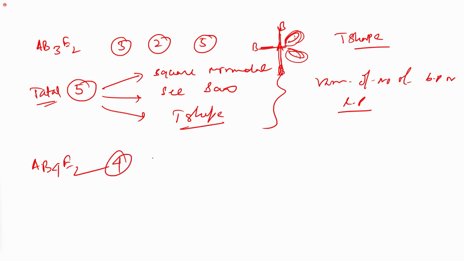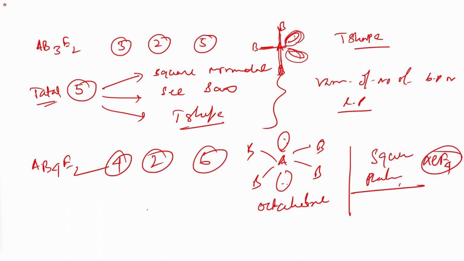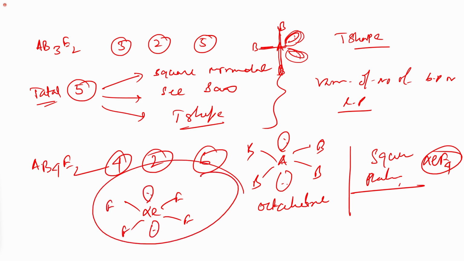Another thing, if you see AB4E2, that means 4 bonded pair, 2 lone pair, so total is 6. So the structure will be, so there is a boron, there is the boron, there is the boron, there is the boron. So lone pairs will be like in position. So its structure is octahedral, but the shape is square planar if you eliminate this lone pair and only consider the molecule. Like XeF4. This is xenon, this is the fluorine, there is the lone pair. So this is a structure and this is a shape.